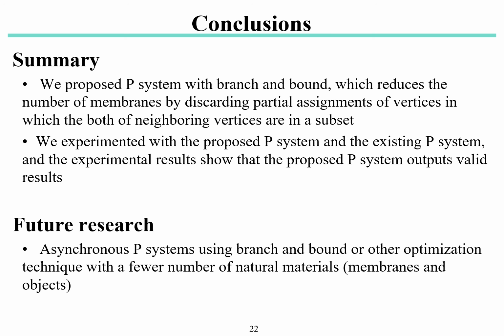Now, I'd like to conclude my talk. I introduced an asynchronous P system with branch and bound, which reduces the number of membranes by discarding partial assignments of vertices if both of the neighboring vertices are in the subset. And we experimented with the proposed P system, and the experimental results showed that the proposed P system outputs valid results. For our future research, I'm considering asynchronous P systems using branch and bound or other optimization techniques with fewer natural materials, which are membranes and objects.